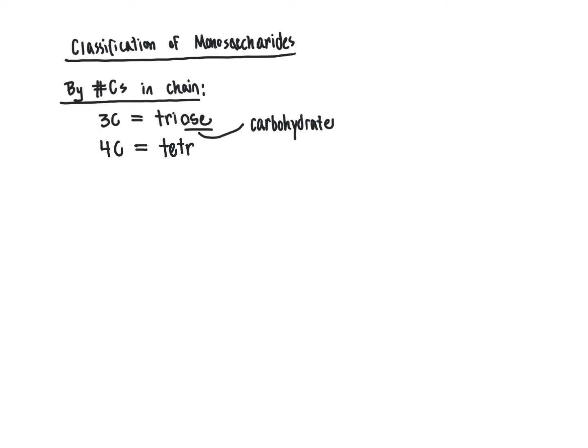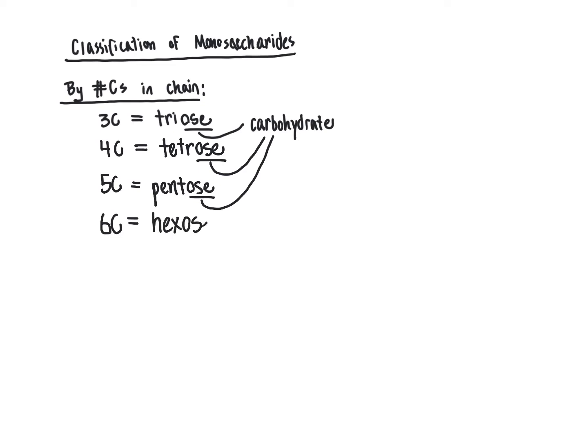With the tetr referring to 4 carbon atoms, and the OSE suffix referring to the fact that this is a carbohydrate. 5 carbon atoms we refer to as a pentose, with the pent referring to the fact that there are 5 carbon atoms, OSE referring to the fact that this is a carbohydrate. 5 carbon monosaccharides are very common, as are 6 carbon monosaccharides, probably the most common, because glucose is an example of a so-called hexose, a carbohydrate monosaccharide that has 6 carbon atoms.